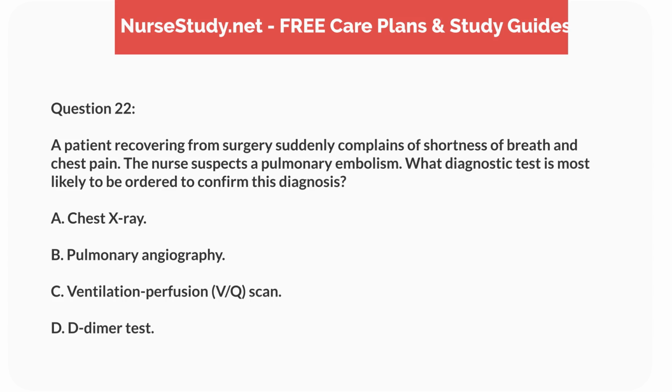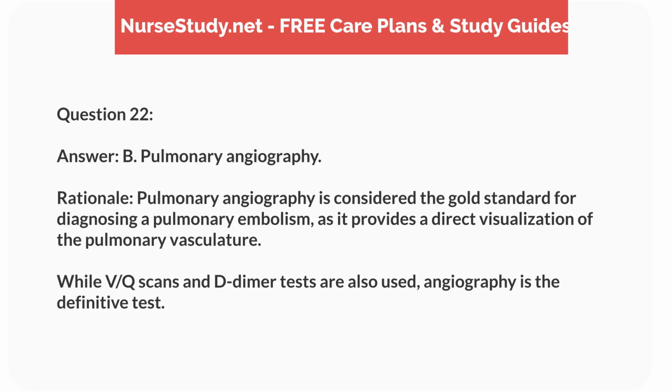Question 22. A patient recovering from surgery suddenly complains of shortness of breath and chest pain. The nurse suspects a pulmonary embolism. What diagnostic test is most likely to be ordered to confirm this diagnosis? A. Chest X-ray. B. Pulmonary angiography. C. Ventilation perfusion, VQ, scan. D. D-dimer test.